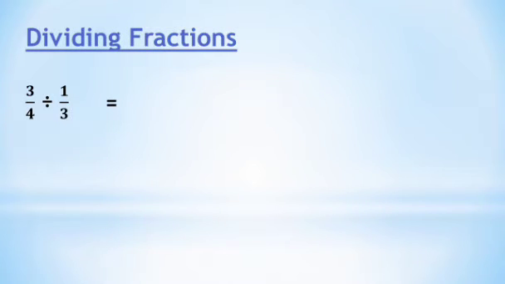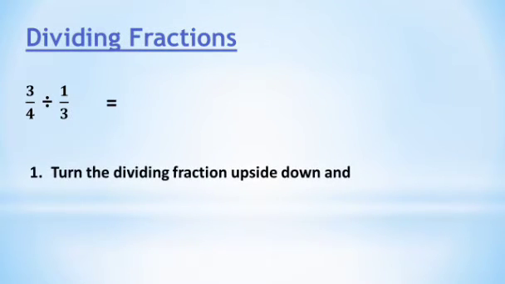Now let's begin with dividing the fractions. Consider the example 3 upon 4 divided by 1 upon 3. Now children, here our dividing fraction is 1 upon 3. So we will reciprocal the dividing fraction 1 upon 3 and will change the division symbol into multiplication. Children, this is a very important step for dividing two fractions.